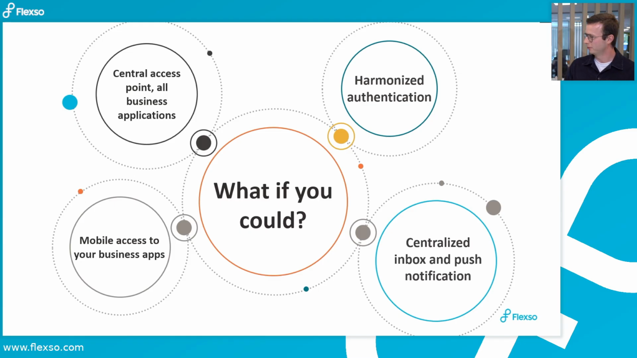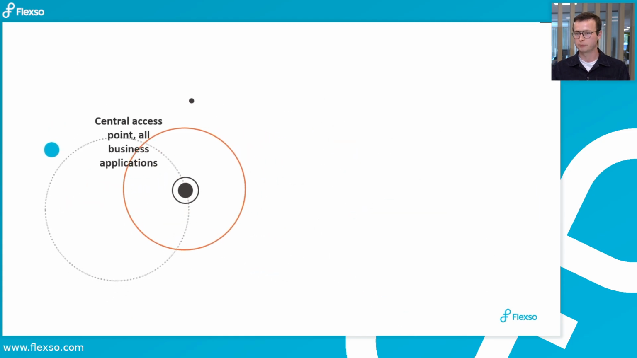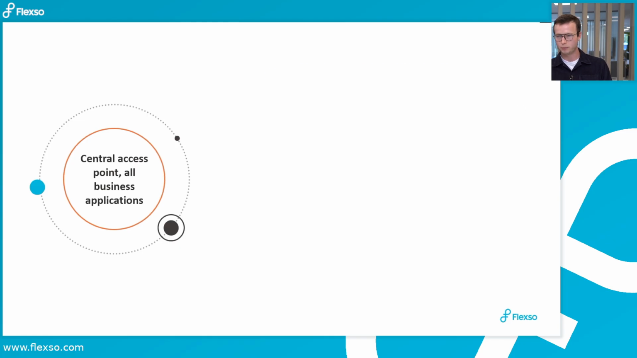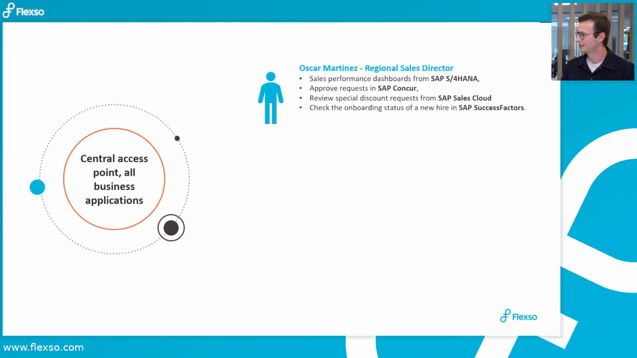Let's say, what if you could, Thomas, and you could have a central access point for all your business applications. And for that, we have one main user, and that's Oscar Martinez. Oscar Martinez is our regional sales director, and Oscar has access to numerous SAP systems. For example, he needs to check his sales performance dashboard in S4HANA. He needs to approve requests in Concur. He needs to review his discount requests in SAP Sales Cloud. And then he also has access to SAP SuccessFactors.